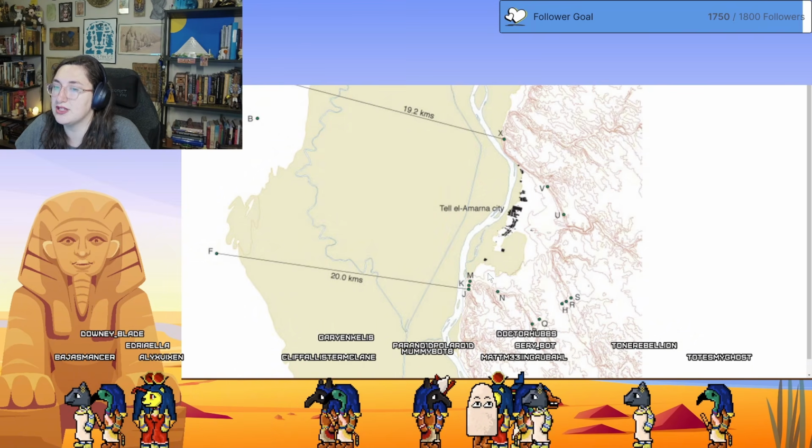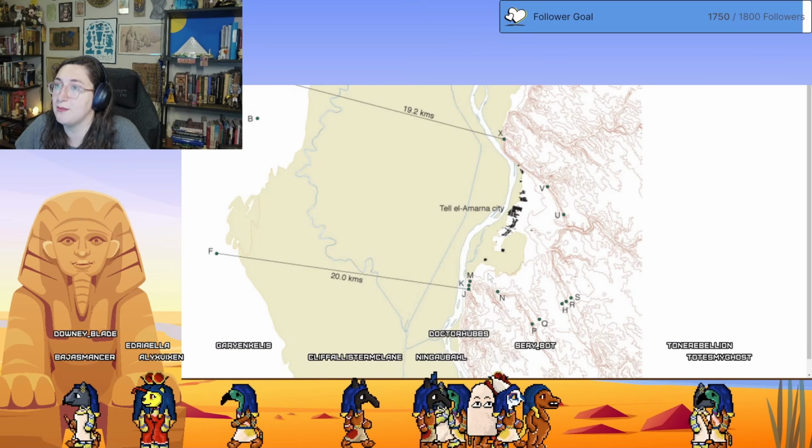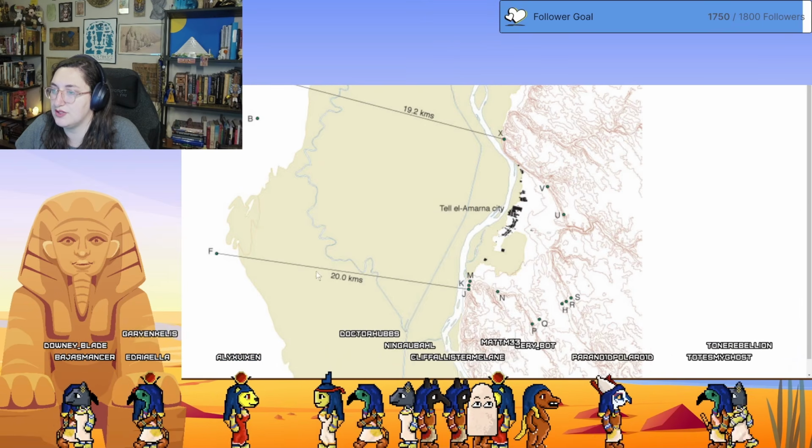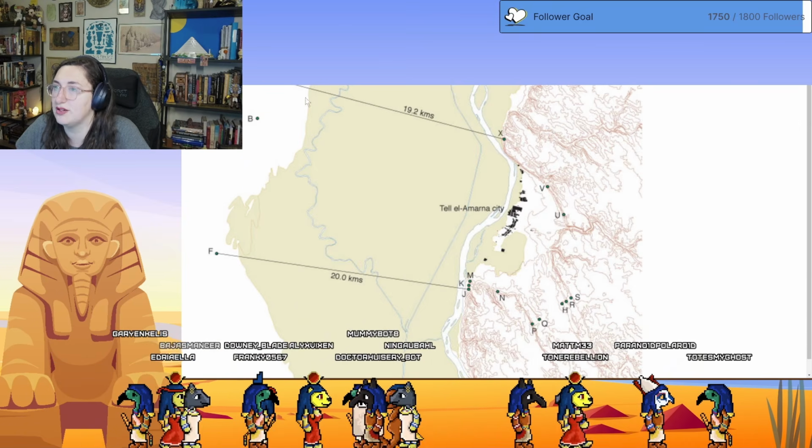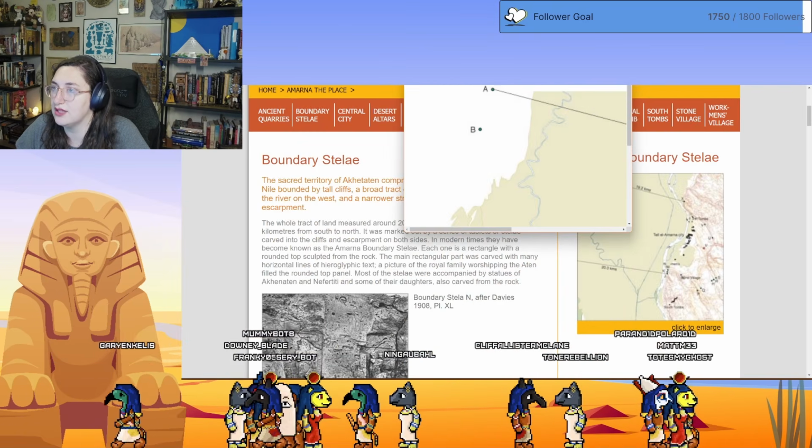But first we're going to talk about the boundary stela. You can see they are all labeled, and there are two really far out. There's actually another one that you can't see.